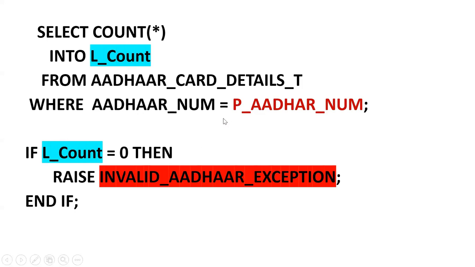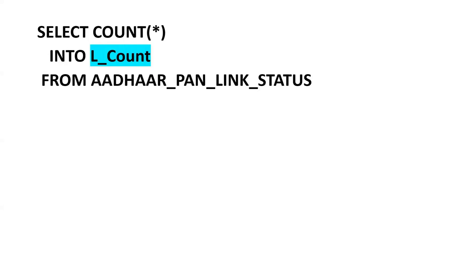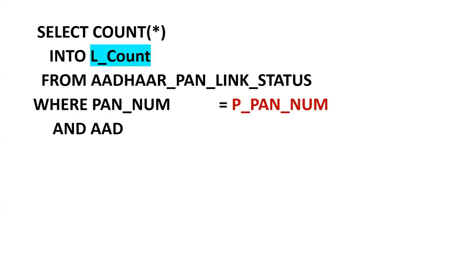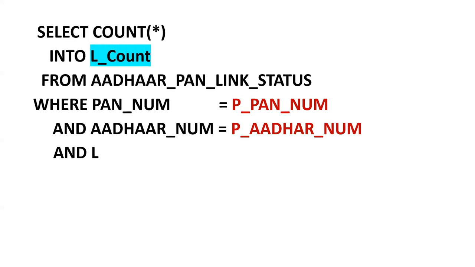Now we need to do one more thing. Select the count of star into L count from Aadhaar PAN link status, where the PAN number and Aadhaar number match the record. We need to check whether the user-entered PAN number and Aadhaar number are there in the Aadhaar PAN link status. One more condition we need to check is whether the status equals Y. Status equal to Y means it's already linked. This Aadhaar number and PAN number are linked to each other.